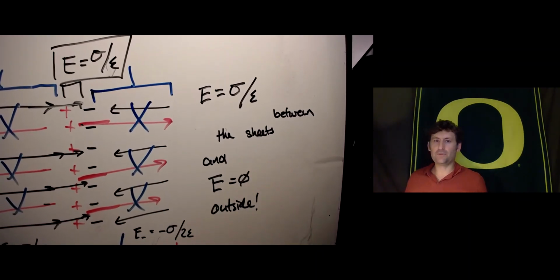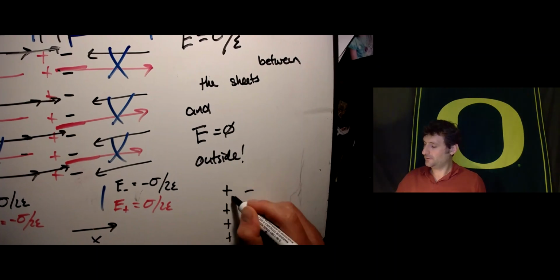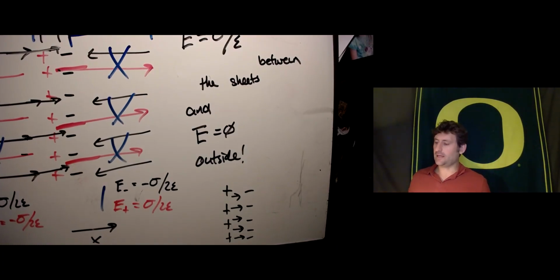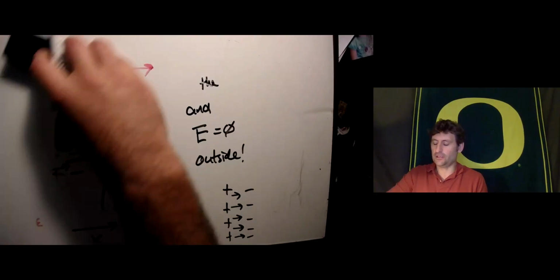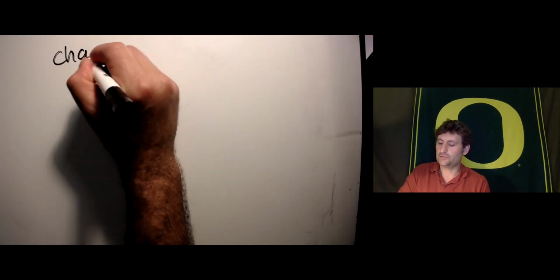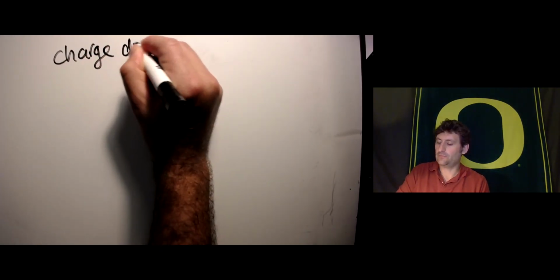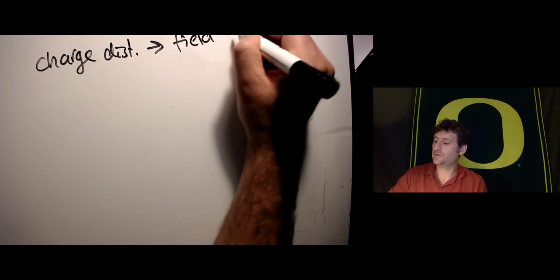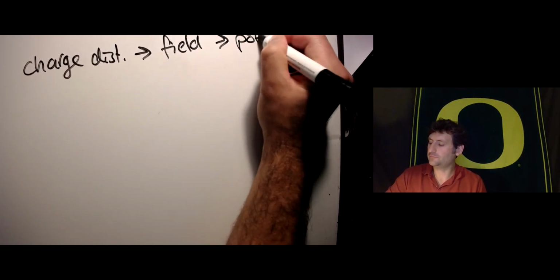Okay, so the only place we have a field, right, is right in between the two charged sheets if the charge is equal and opposite. Okay, so now let's think about this in the context of going between charge, fields, and potential. So charge distribution to field to potential.